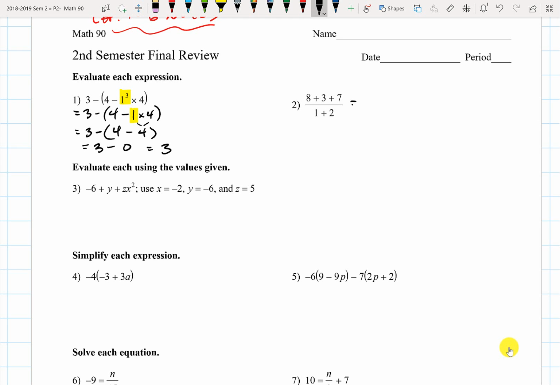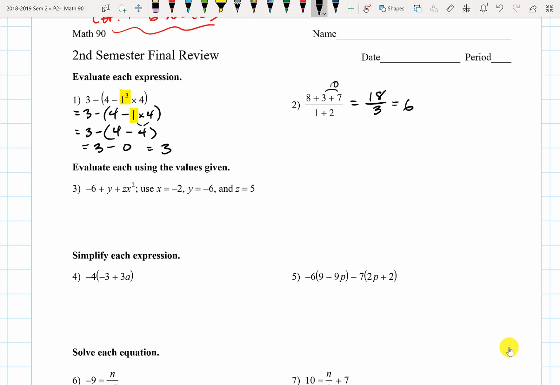All right, so in the fraction here, we got 8 plus 3 plus 7. Well, 7 plus 3 is 10. 10 plus 8 is 18. All right, 1 plus 2 is 3. And when you take 18 divided by 3, you get 6. All right, so follow the order of operations here.